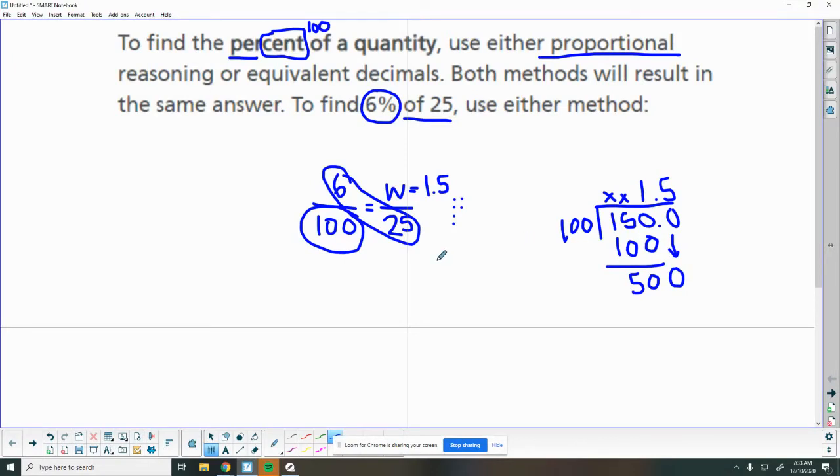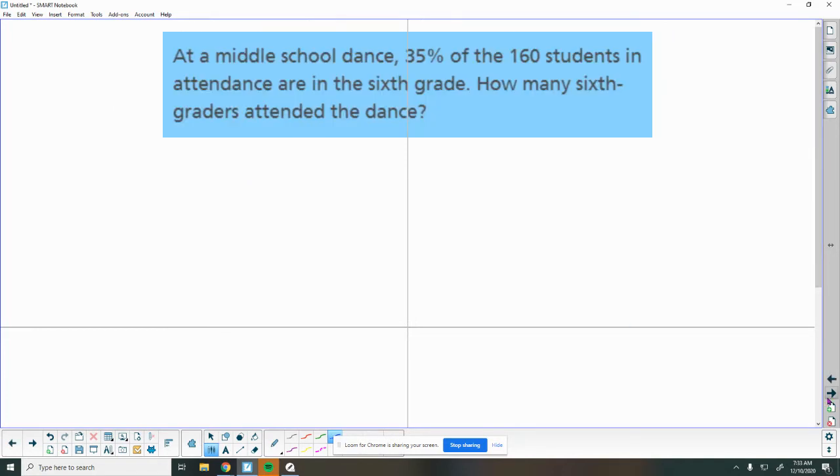If I was trying to figure out what percent they did not get, I could take this 6% and minus it from 100. So they did not have 94%. This is what they did not have. They had 6%, which was 1.5. So you just need to set it up. Remember, the percent always is going to be connected to 100 every single time.